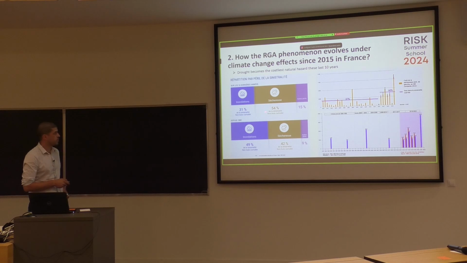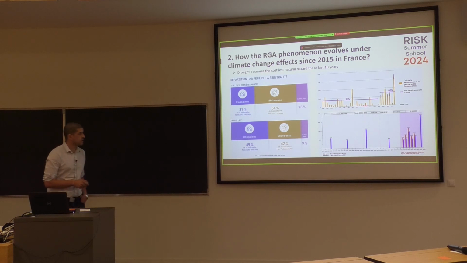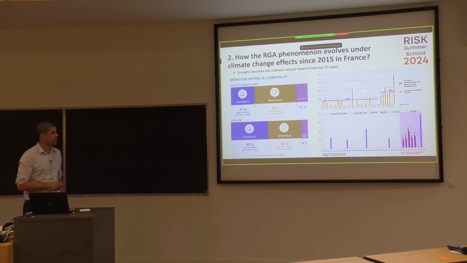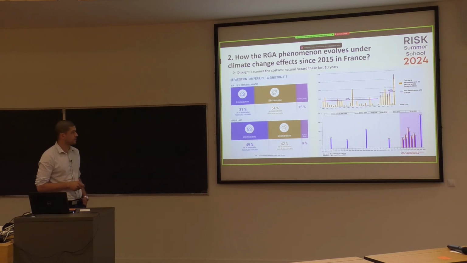Drought has a part of 54% in terms of insurance compensation over the last 10 years, and 42% since the beginning of the CatNat natural disaster regime in France. On the other side, you can see here the comparison between before 2015 and after 2015. You have the increase of the charge in terms of drought since 2015 to reach 60% compared with the other natural disaster cost.